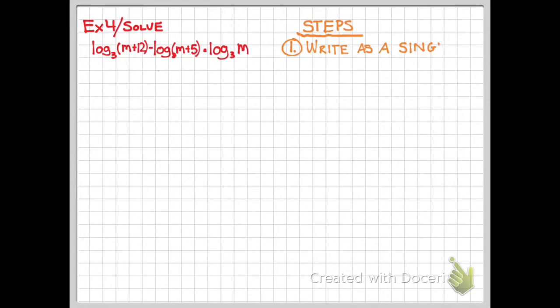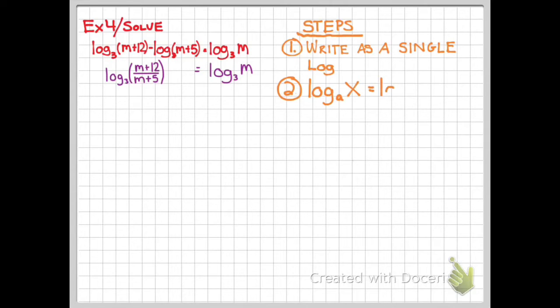So to do that, I'm going to use the quotient property. We have a subtraction sign right there. So when I write that as a single log, I get log base 3 of (m plus 12) over (m plus 5) equals log base 3 of m. Step 2, I want to write it as log base a of x equals log base a of y, which implies x equals y.